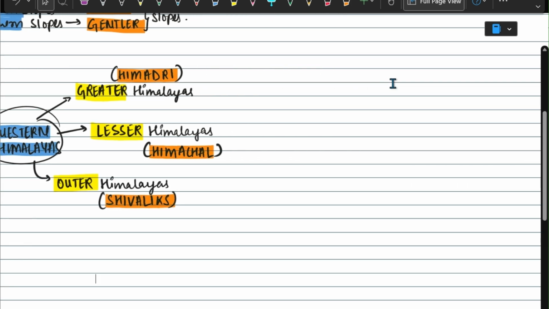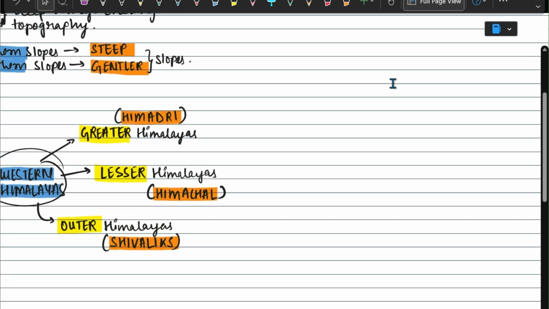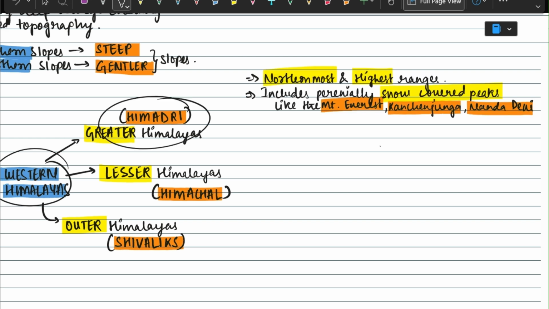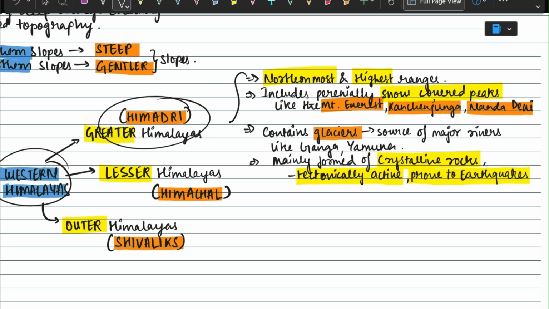Now, talking about the Greater Himalayas, that is the Himadri. This is the northernmost and the highest range. This includes perennially snow covered peaks like Mount Everest, Kanchenjunga, and Nanda Devi. The Greater Himalayas contain many glaciers, which are the sources of major rivers like the Ganga and the Yamuna. This range is the core of the Himalayan system. It's massive, continuous, and forms the backbone of the entire mountain chain.